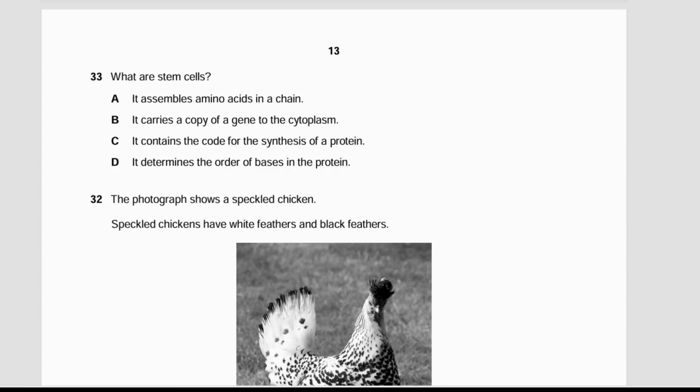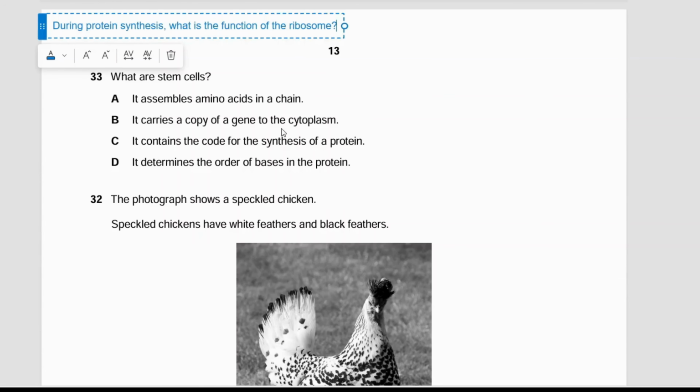Unspecialized cells. Wait. This is not the statement. This is not the statement. Let me go to the original paper. Okay, the statement is different. This is a statement for the other question. I don't know when did this happen. All the questions got mixed up.